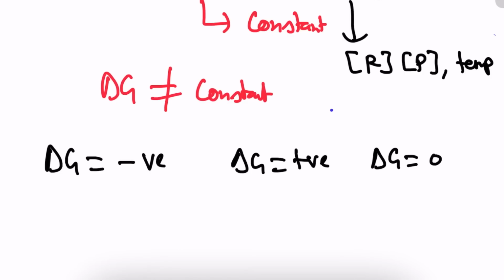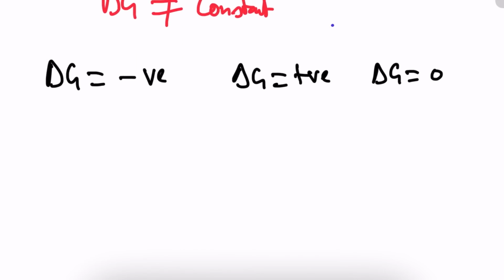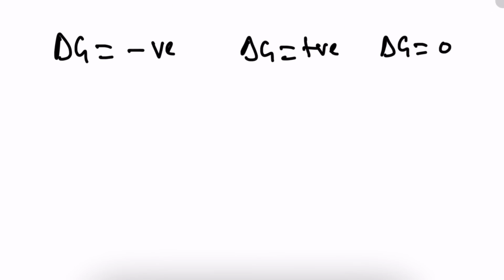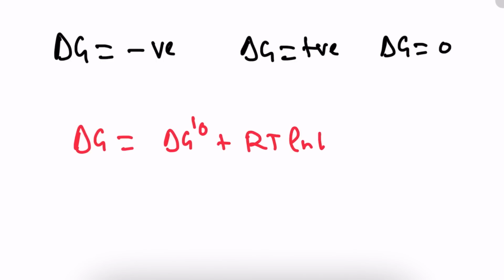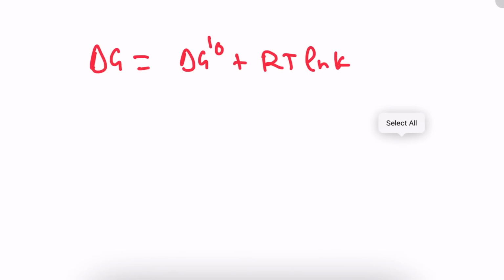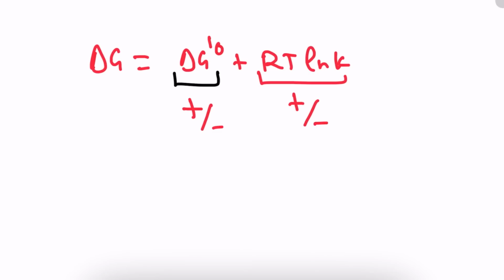Now if you look into this equation, again we can write delta G is equal to delta G prime naught plus RT ln K. You can see this value delta G prime naught can be positive, it can be negative. Same way this can be positive, this can be negative, based on your calculation.